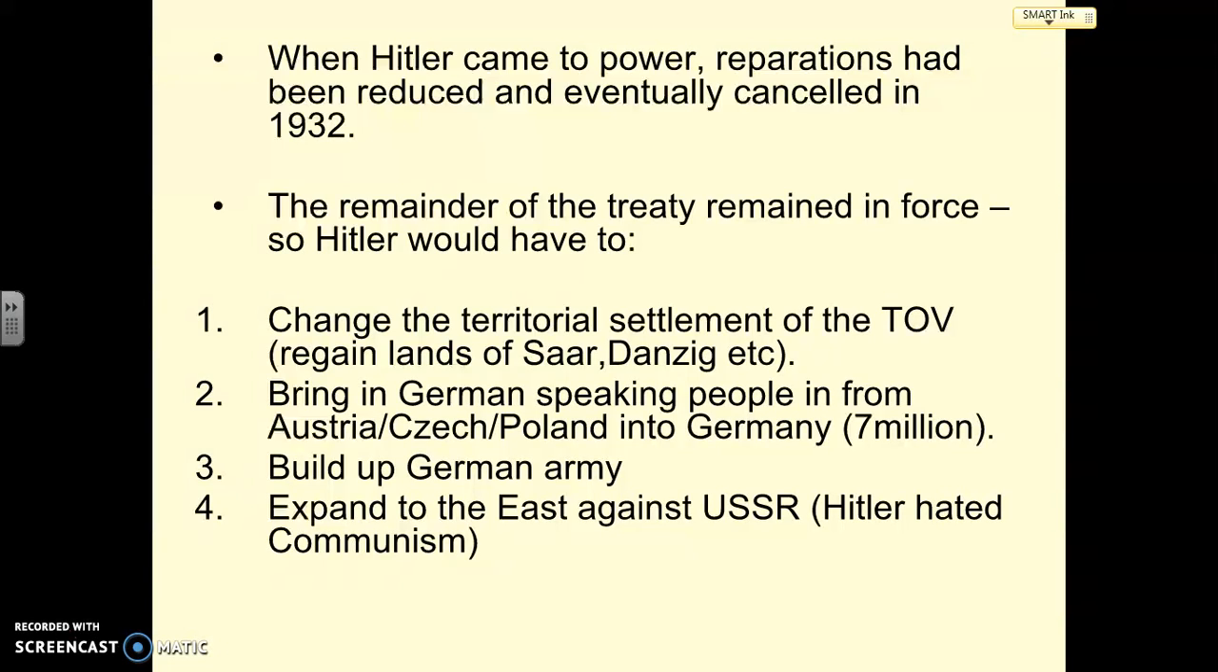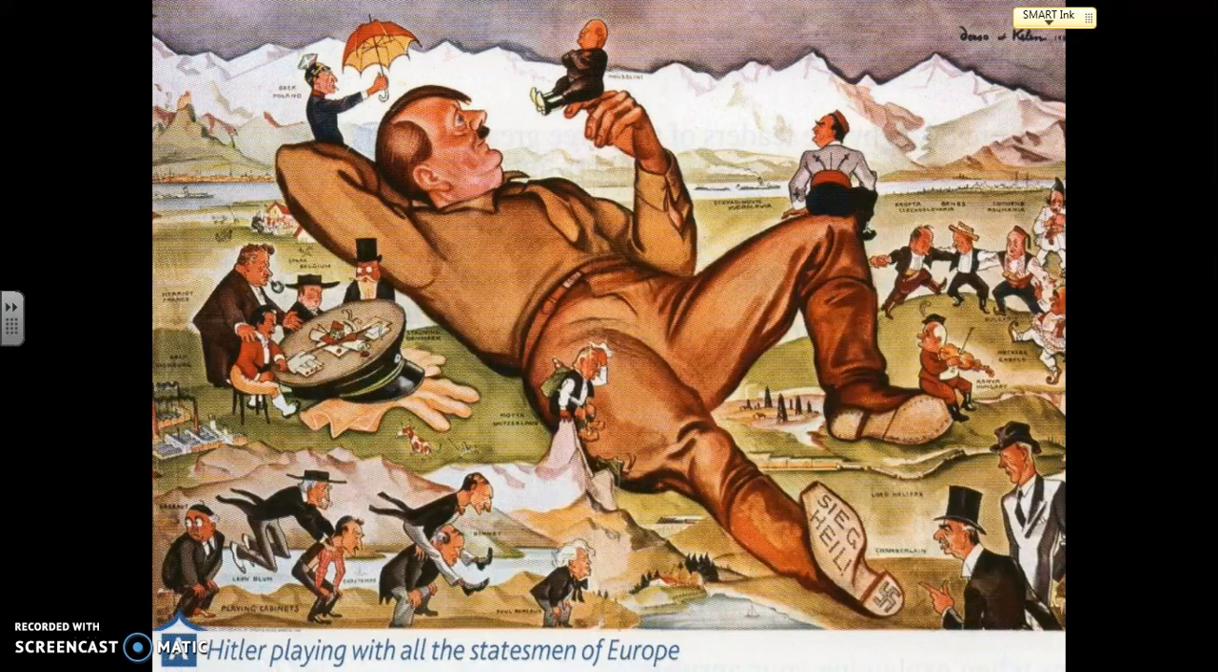So that's something to keep in mind as well, that he wants to expand to the east against the Russians because he hates communism and he knows that they are probably his most formidable opponent. And this is a political cartoon, and we'll end here today, showing how Hitler sort of is playing nice with all the different statesmen of Europe. You can go through and point out all the different world leaders in this cartoon, and we'll open with this tomorrow.